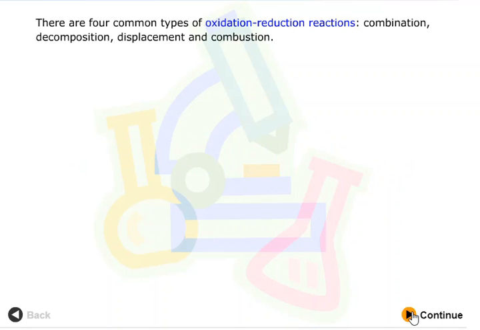Today's topic of discussion is oxidation reduction reactions and their different types. So let's begin. There are four types of oxidation reduction reactions. Number one is combination, number two is decomposition, number three is displacement, and number four is combustion.